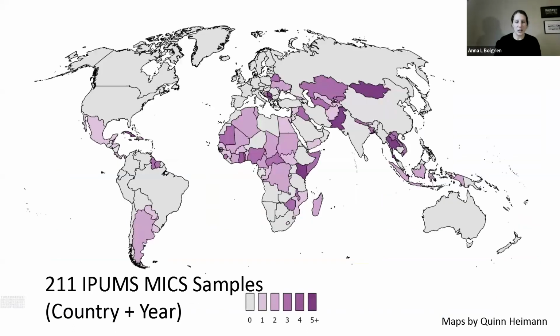This is the distribution of the IPUMS MICS samples across country. You can see that there are 211 samples across 89 countries, and so some countries have more than one sample, and this allows for analyses to be conducted across time within the same country. So on this map, the darker the purple, the more samples or the more years each country has included in IPUMS MICS.